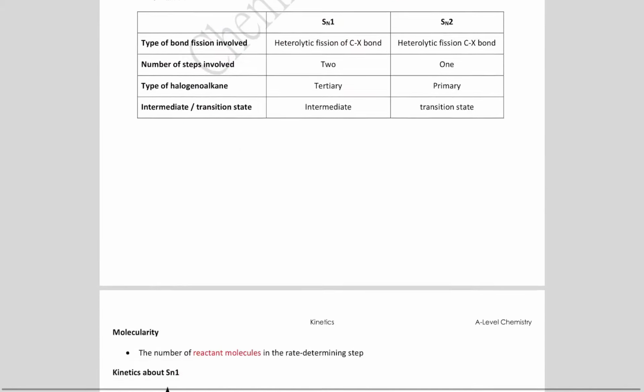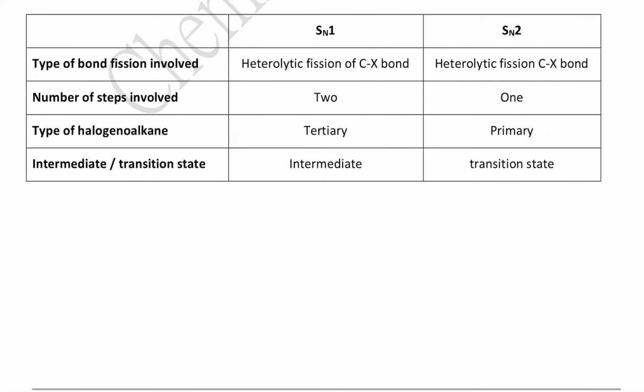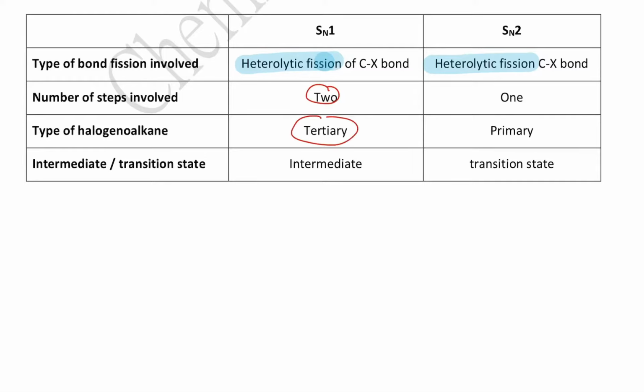The table here summarizes some key points for the two mechanisms, and both of them involve heterolytic fission. Actually, other than free radical substitution, every time you draw a mechanism it refers to heterolytic fission. You won't see homolytic anymore, except in free radical substitution. SN1 is two-step, with tertiary halogenoalkanes, and they form a carbocation as the intermediate. SN2 is one step, for primary halogenoalkanes, and they form a 5-group transition state, which looks something like this.